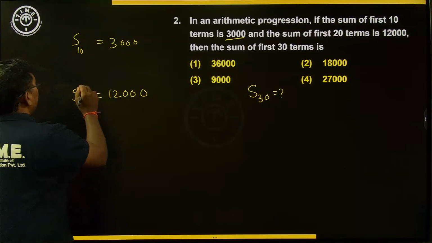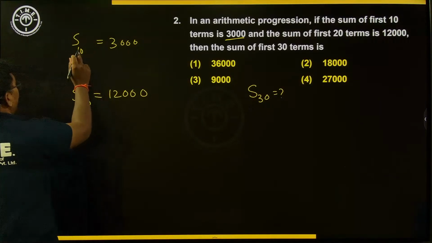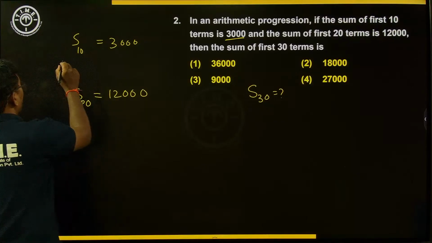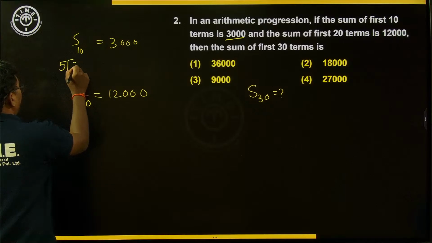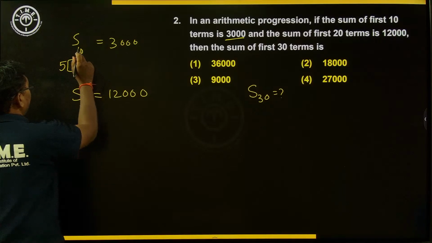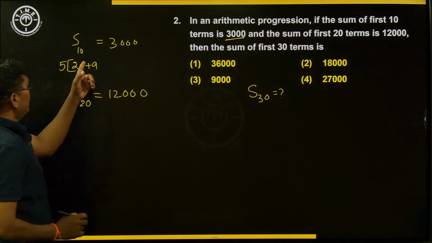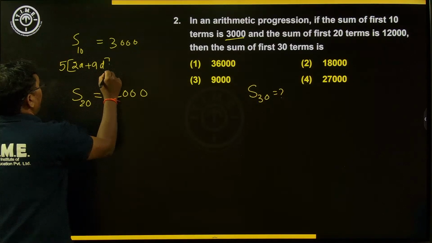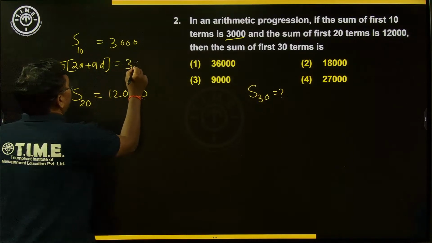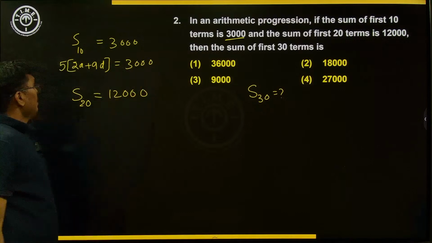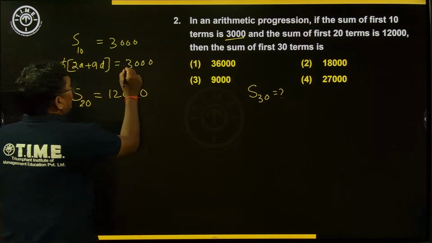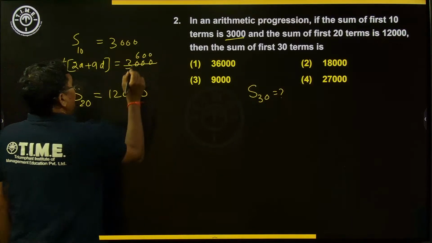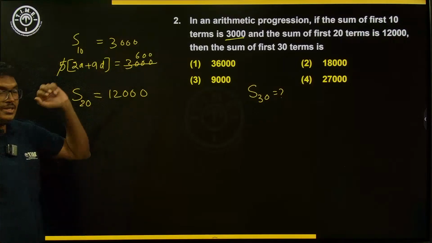Okay. So what is S10? Sn is n by 2, here the n value is 10, so 10 by 2 is 5, into 2A, where A is the first term, plus n minus 1, that is 10 minus 1, which is 9, into D, is equal to 3000. Right. So if you simplify this one, you will get 2A plus 9D is 600.